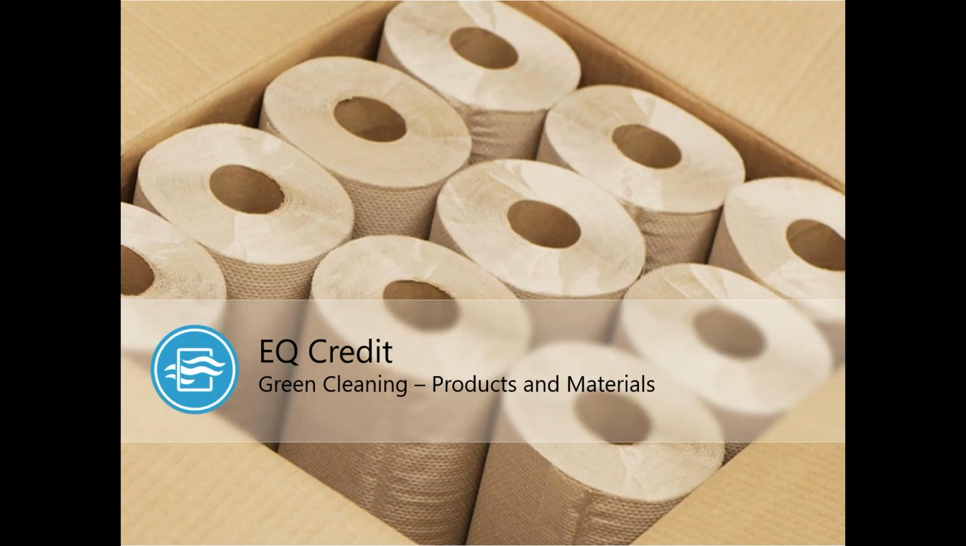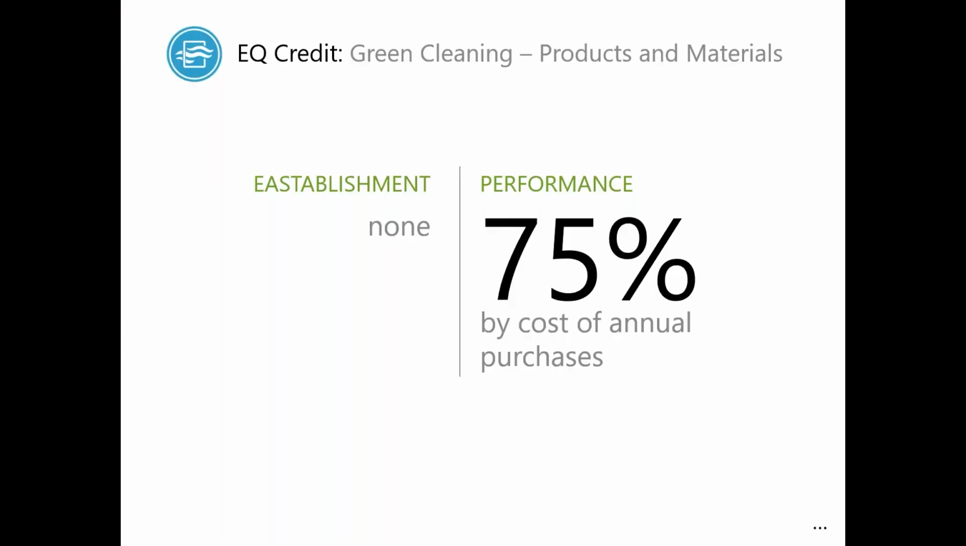The next credit we'll talk about is another one of our green cleaning credits. This one relates to products and materials. So this is the actual products and the materials that are being used to clean the building. And so what we're looking at here is a calculation. And the calculation is done by cost, annual purchase cost. So how much money are we spending on our cleaning products and our cleaning materials? And in order to achieve the credit, 75% by cost of those products have to meet LEED's requirements.